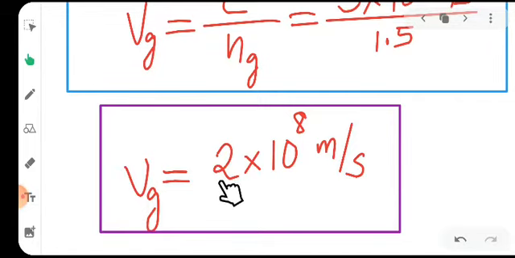So in glass it is even less fast. The light moves more slowly in glass as compared to vacuum, and it is even slower in glass as compared to water. So now you know how to calculate the velocity of light in respective mediums.